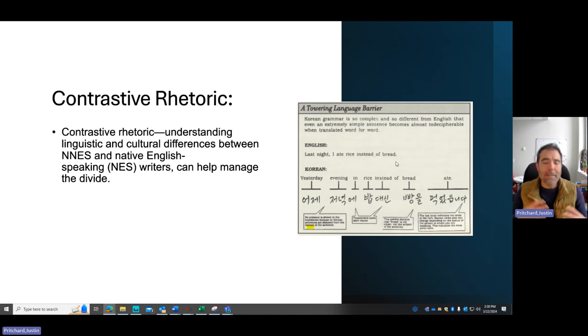And they describe this as contrastive rhetoric. And so contrastive rhetoric, we can think of in a number of different ways. But really what it is, it's understanding that there's not just a linguistic difference between the way concepts are described, between the content and the target language and what the student is trying to accomplish. But there's also significant rhetorical differences. And those rhetorical differences frame everything about language.